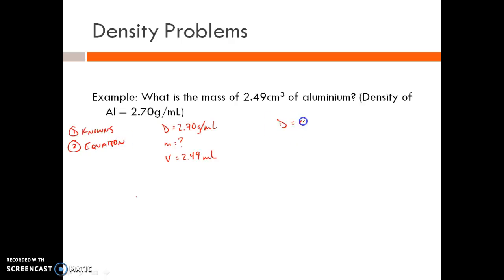D equals M over V. But this time I want to solve for mass. So I'm going to rewrite this, and you should do this too in your problems. M equals D times V.